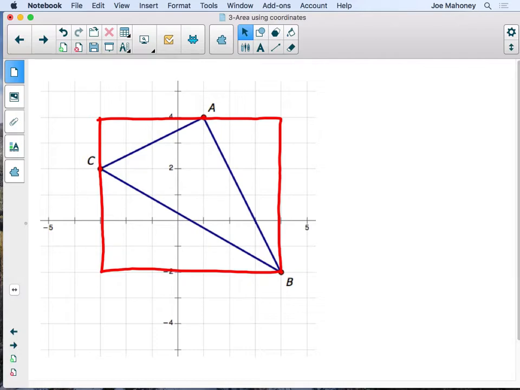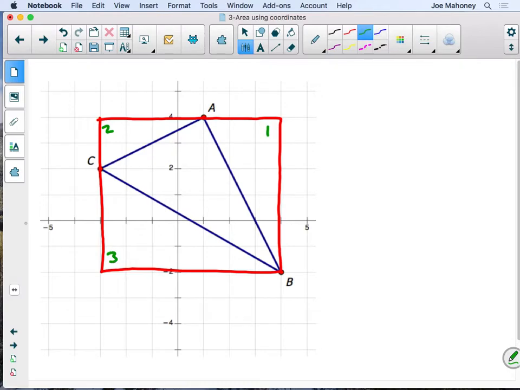And now I got some triangles. Let's call this triangle 1, let's call this triangle 2, and let's call this triangle 3. It doesn't matter what triangles you call them. So what I'm thinking is if I can find the area of the big red box, and if I can subtract the 3 areas of triangles 1, 2, and 3, what I'm left with is the area of triangle ABC.